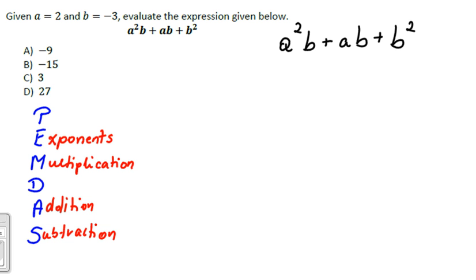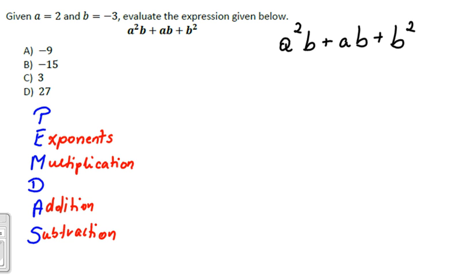In this problem, we're asked to evaluate the expression that's written in terms of a and b, given that a is equal to +2 and b is equal to -3. So you want to start off a problem like this always by replacing every single a in the expression with the value that's given to you, and also every single b in the expression with the given value -3.